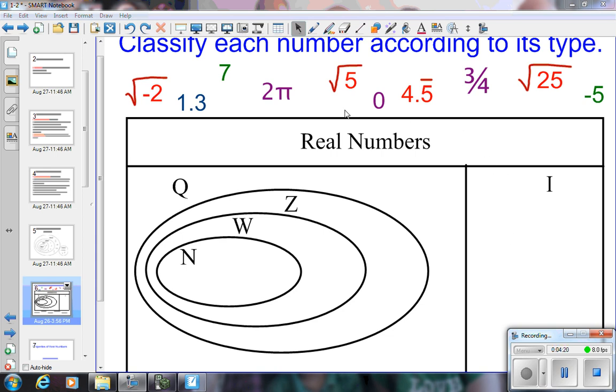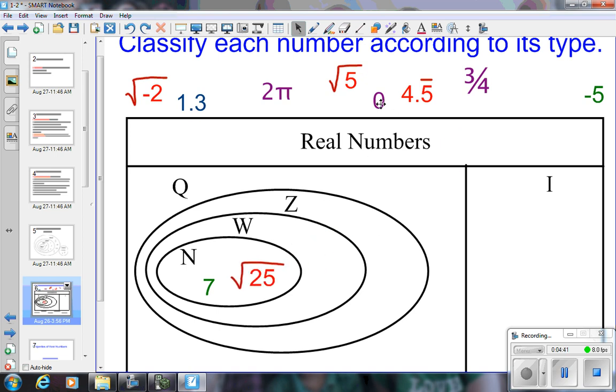All right, well, I'm going to pick a number to start. The number 7 I know is a counting number because I count with it. So that's going to go inside here. We're going to look for any other counting numbers. Actually, I see one. It's a little disguised, but the square root of 25 is 5. So it's going to go in here in the natural or counting numbers.